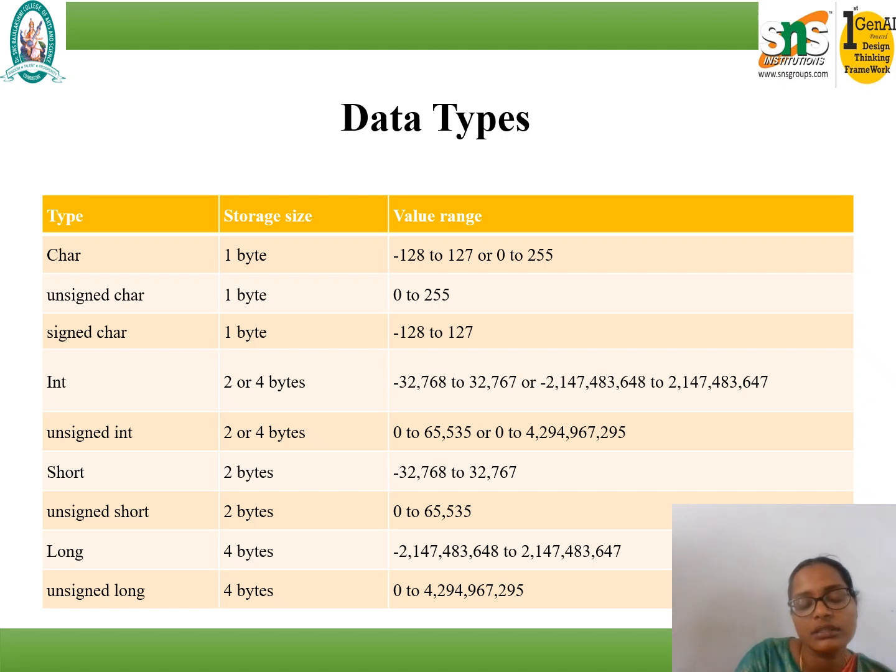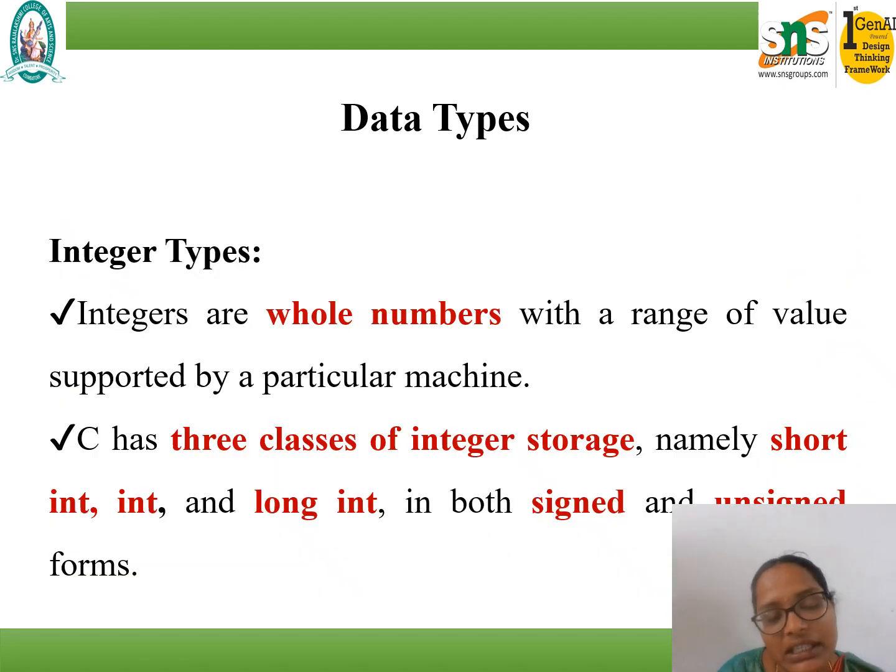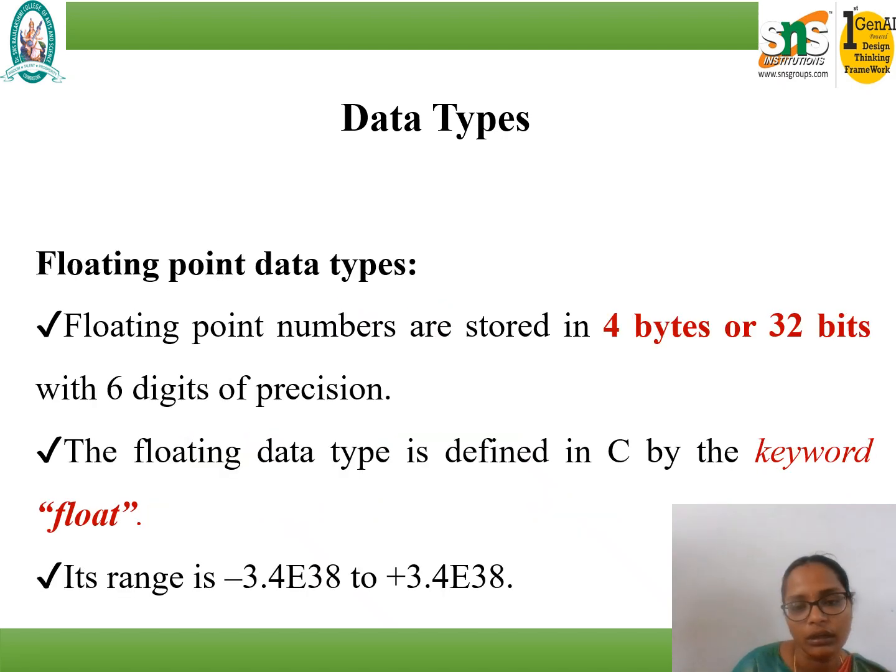In the previous slide, I gave the sizes in bits. Here I have represented them in bytes. One byte is equal to 8 bits, so that is converted here. First one is integer type. It is a whole number. Here we are not using any full stops, special characters, or commas. We have three classes of integer storage: short int, int, and long int. These may be signed and unsigned.